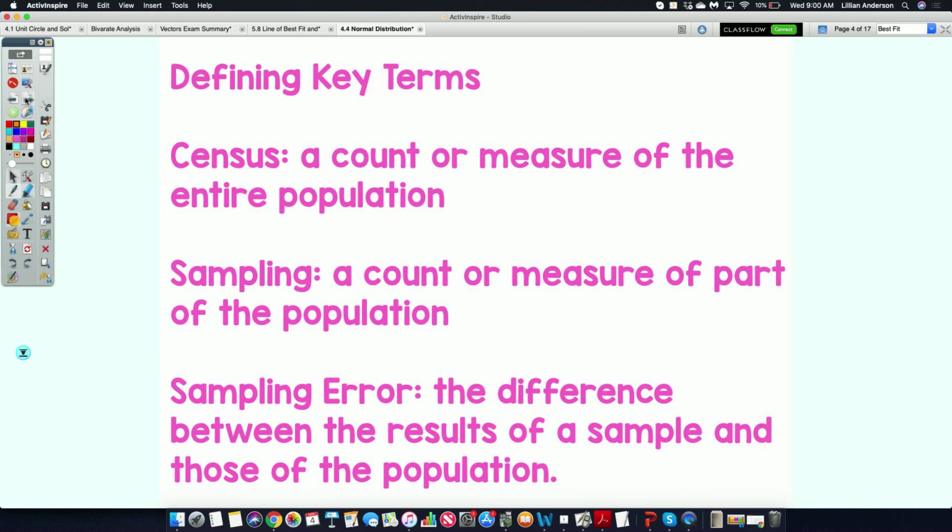So let's start with some basic stuff. Okay, a census is a count or a measure of the entire population. I know you've seen the commercial of the Census 2020. They're trying to get a number for how many people are in the U.S. Okay, so that's what a census is, a measure of the entire population. A sample is a part of the population. Okay, it's a count or a measure of part of the population.